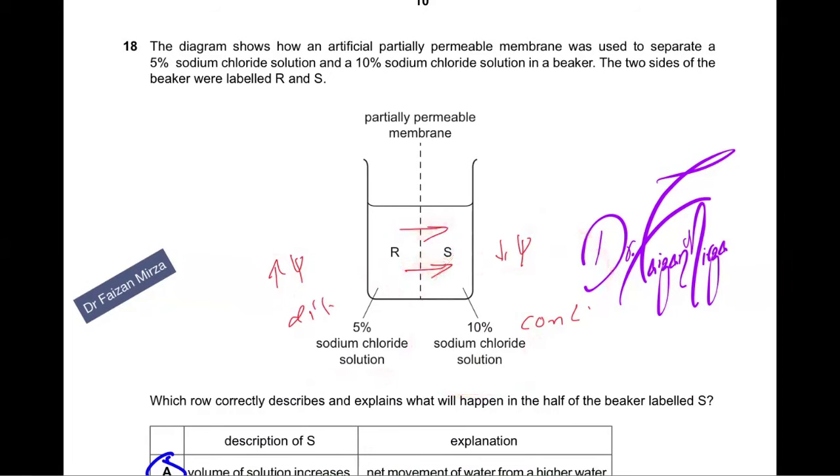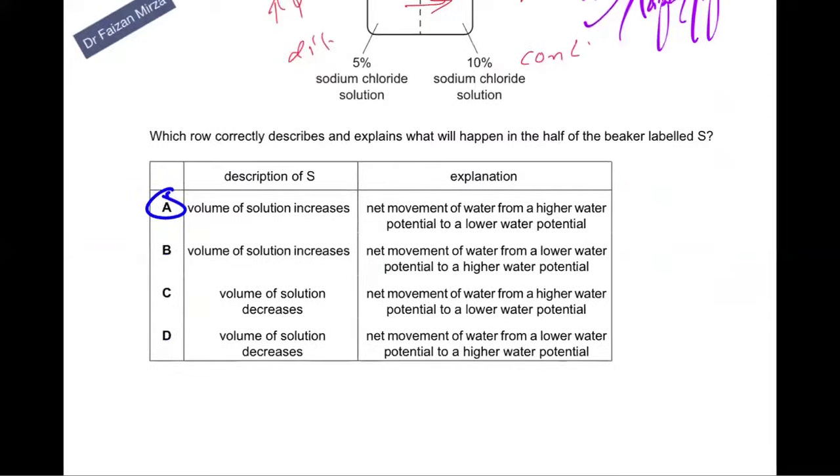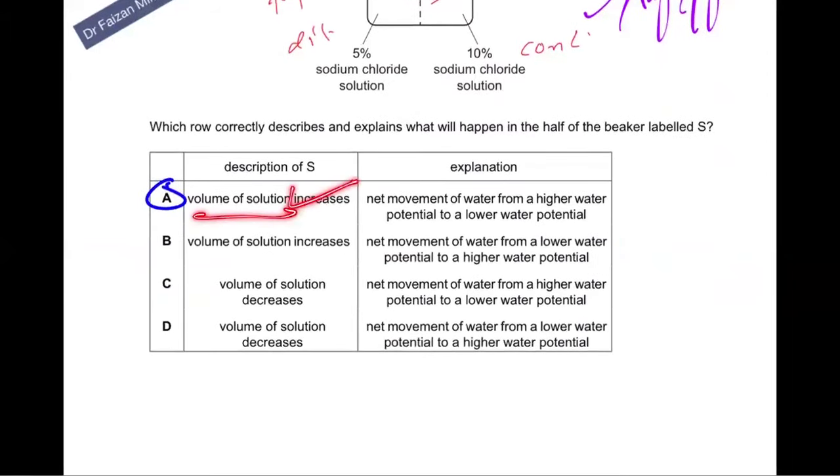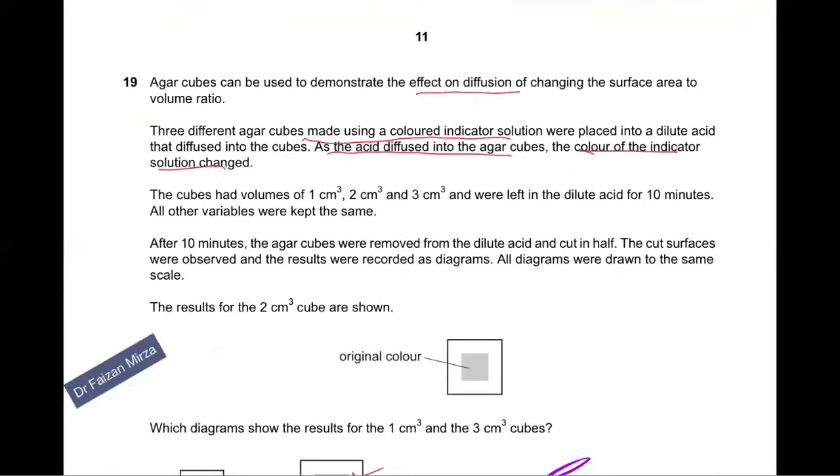Because in osmosis, water moves from a higher water potential to a lower water potential. In short, it moves from a dilute solution to a concentrated solution. In other words, it moves from 5% sodium chloride to 10% sodium chloride solution. The volume in R should decrease, and the volume in S should increase. So volume in S increases, with net movement of water from high water potential to low water potential. So straight away, option A is correct. No other option could qualify because they all have incorrect signs. So option A, that's it.